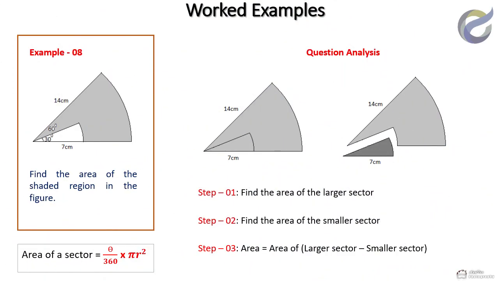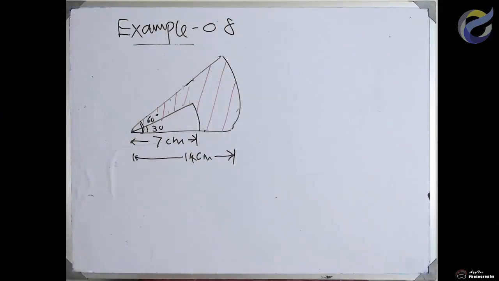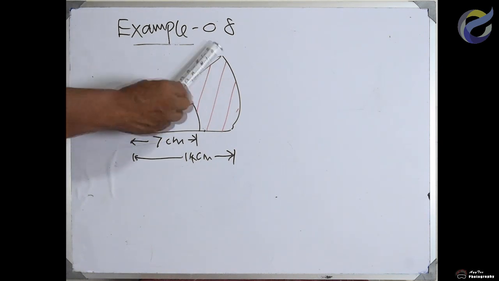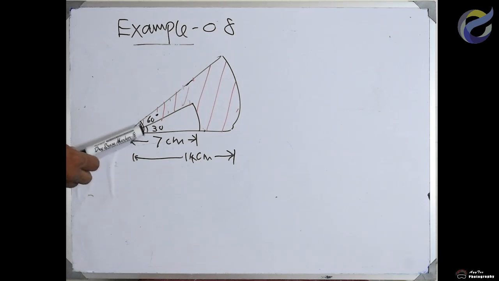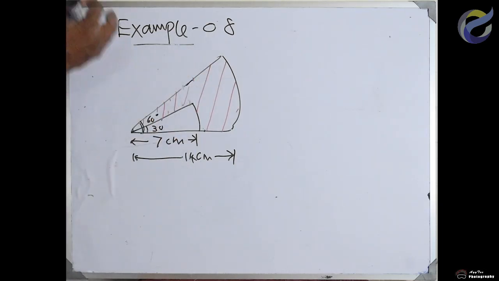In this example, we have to find the shaded region. To find the shaded region, first of all, we have to find the area of the larger sector. Then from that, we can subtract the area of the smaller sector. Example number 8. In this diagram, they have given two sectors, one with 60 degrees, the larger one, the other one is smaller one, 30 degrees. So what they have done here, they have simply removed this smaller sector from the larger one. So we have to find the shaded region.